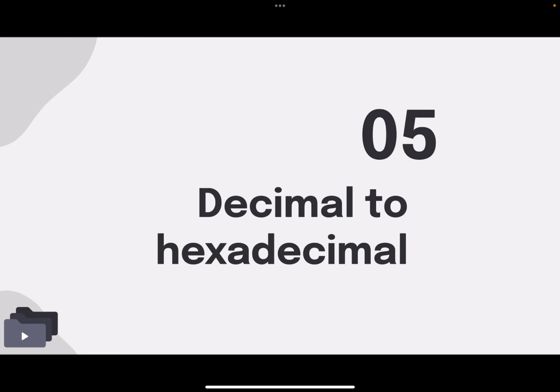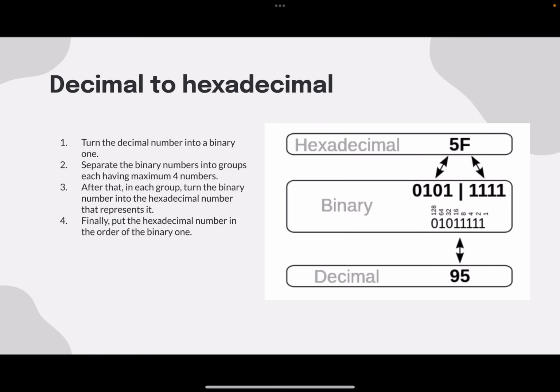Decimal to hexadecimal. How to turn from decimal to hexadecimal. If the decimal number only reaches up to 15, then you can directly turn it into hexadecimal by following the chart. If not, then you first need to turn the decimal number into a binary one, as we already know.